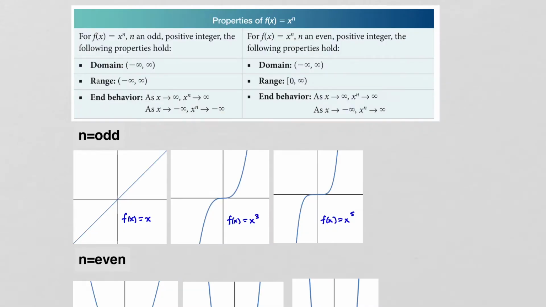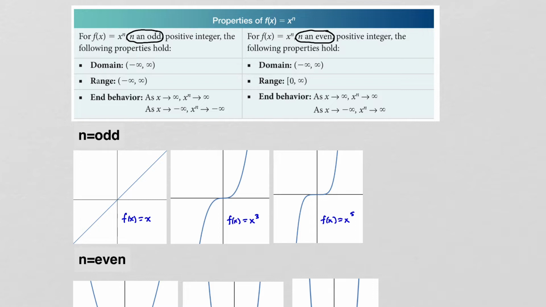Now let's talk about some properties of the most basic type of polynomial function, which is often called the power function, and that is f of x is equal to x to the n power. And we break this down into two cases. On the left side here, you'll see that we're talking about x to the n power where n is an odd positive integer. And on the right-hand side, you'll see that we're looking at n is an even positive integer.